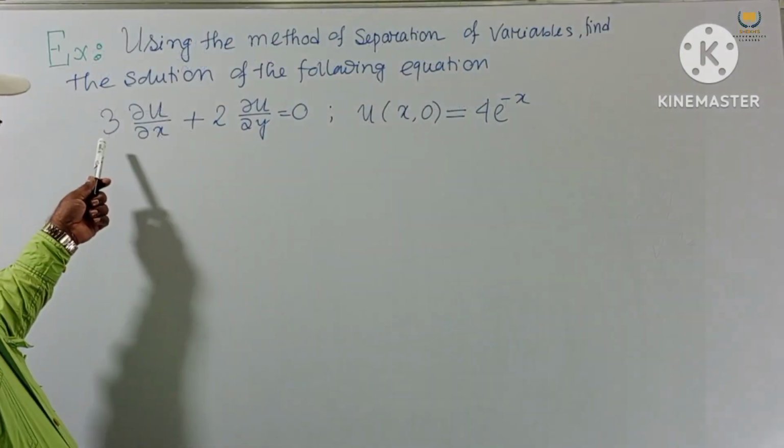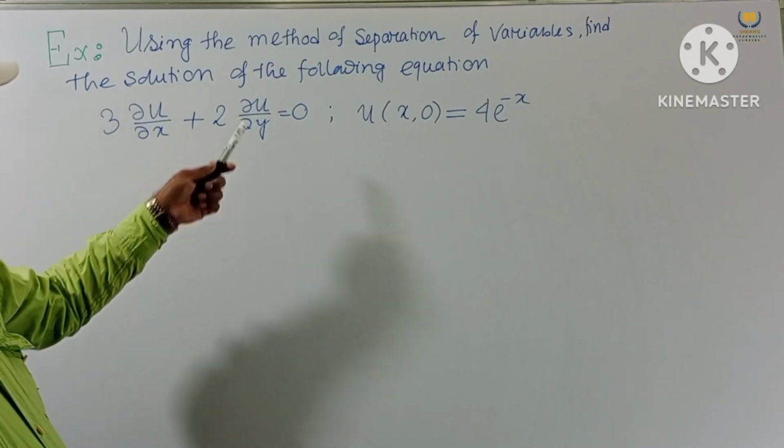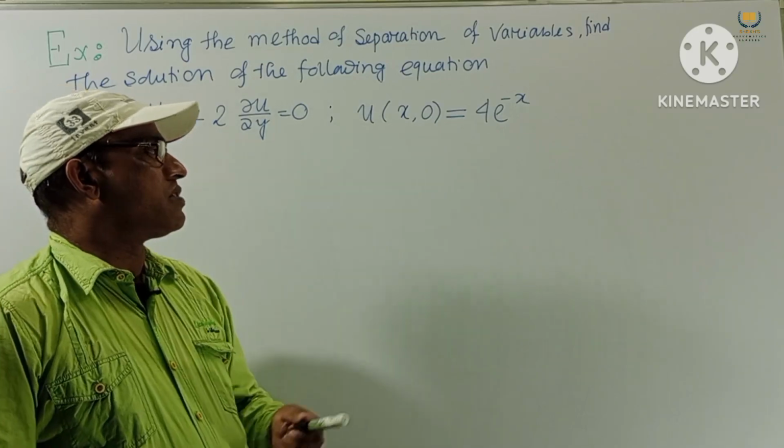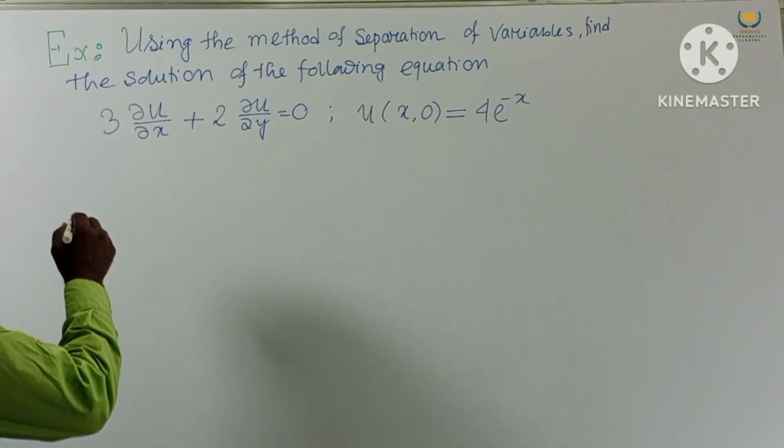So next we consider this problem: 3 ∂u/∂x + 2 ∂u/∂y = 0, and the initial condition given is u(x, 0) = 4e^(-x). Now, solution.